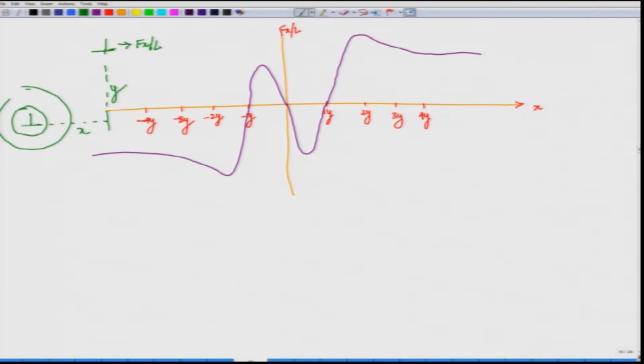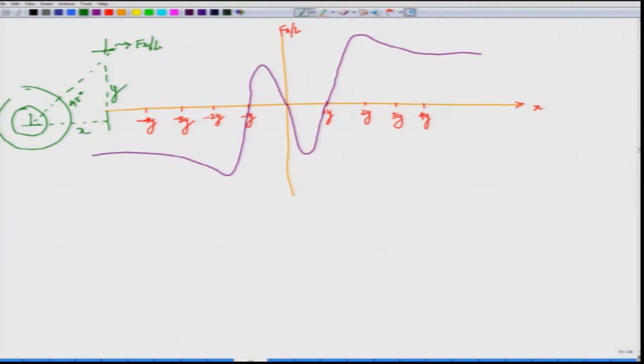So, when x is equal to y, it means it is at 45 degrees. When x is less than y, the angle is less than 45 degrees, and when x is greater than y, the angle is more than 45 degrees. So, you can say approximately somewhere here you have the 45 degree line, and this is the dislocation onto which we are calculating the force, and this is how f x by L as a function of x looks.